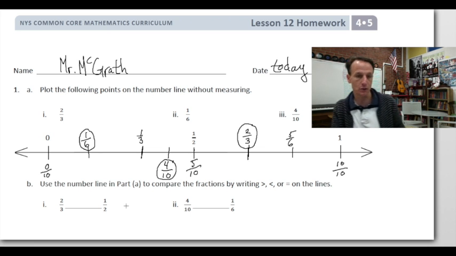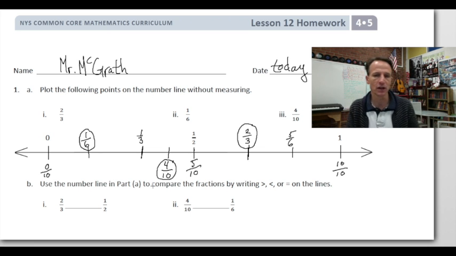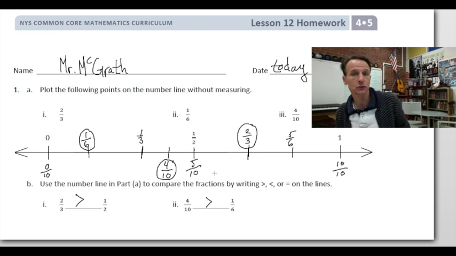Okay, so now you use the number line to compare them. This is actually really easy now, because look at 2/3 compared to where 1/2 is. 2/3 is closer to 1, it is greater than, and that's this symbol. 4 tenths compared to 1/6, again, it's closer to 1, it is greater than. 4 tenths is greater than 1/6. All right, I think we did a great job with that. Let's move on to the next one.